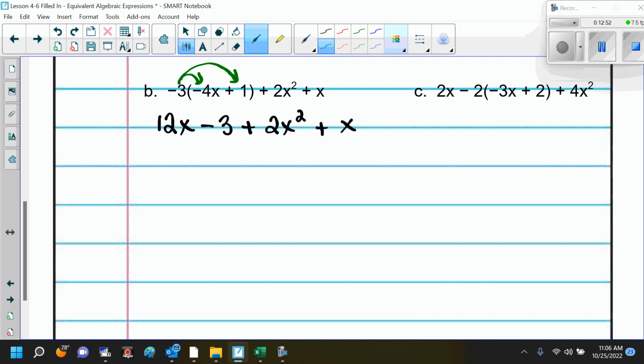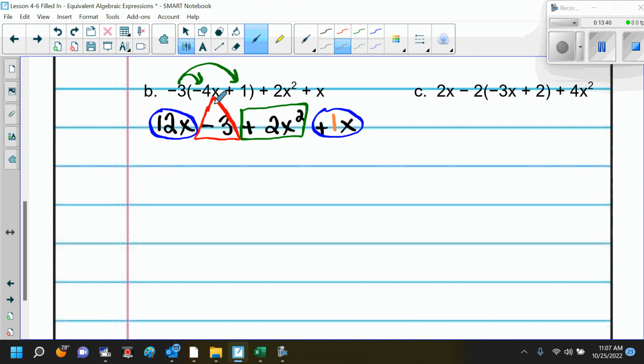What's in front of that x? A 1. Very good. I'm just going to write it just to remind you. Now, we want to identify our like terms. What do I have? I have a 12x and a 1x. Not x squared. You see that? Because this is just an x, and that is an x squared. So those are not like terms. Is everybody with me on that? Yeah. Can I combine anything else? Nope. And if you want to put the shapes around the lonely ones, you can.